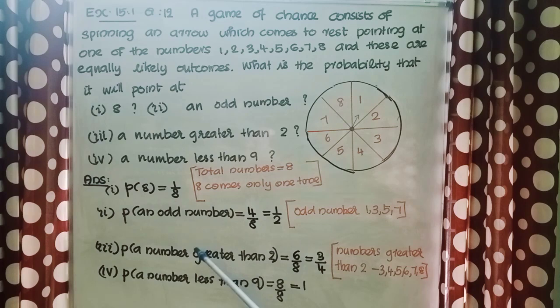Third question, probability of a number greater than 2. Here the numbers greater than 2, they are 3, 4, 5, 6, 7, 8. Total 6 numbers. So the probability is 6 by 8 to the lowest form, that is equal to 3 by 4. Last question, probability of a number less than 9. Here all numbers are less than 9. So we can write the probability equal to 8 by 8, that is equal to 1.